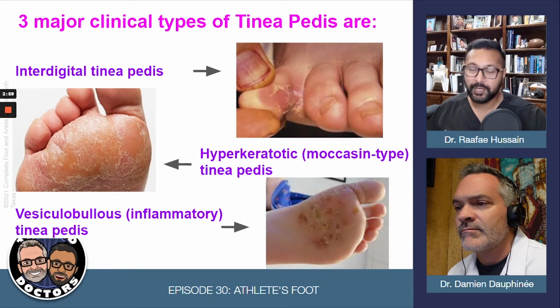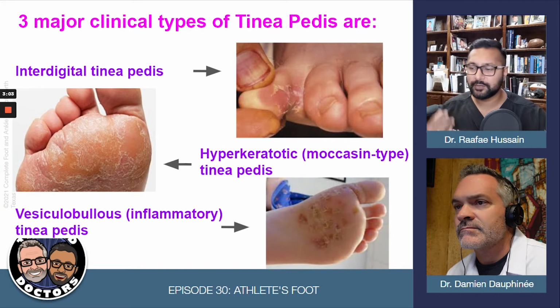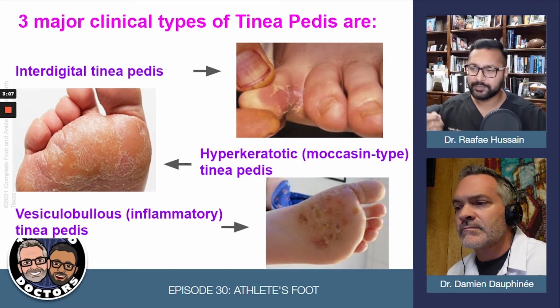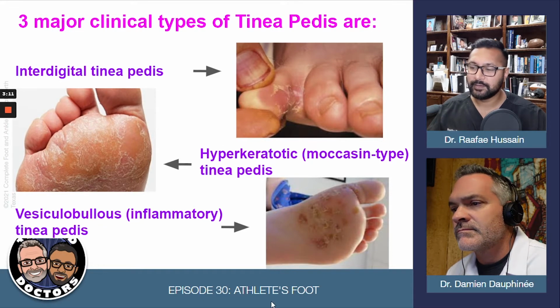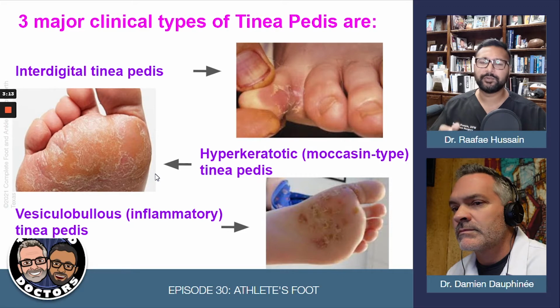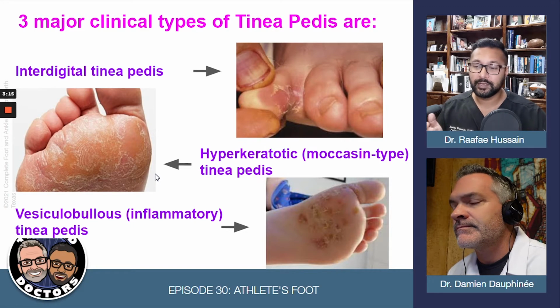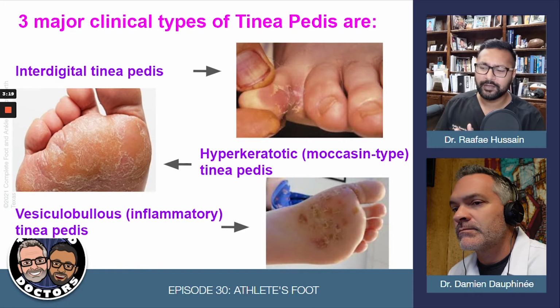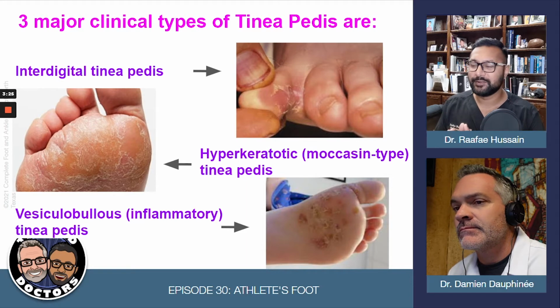So, 3 types. Interdigital, most commonly between the 4th and 5th toes, but it can be anywhere interdigital. That moisture retention, like we said, fungus likes that cold, clammy, moist environment. Then the hyperkeratotic, which is the one most people don't realize is fungus. They think, I've got some calluses, some scales, nothing a little pumice stone and some cream won't fix. But it's really athlete's foot.